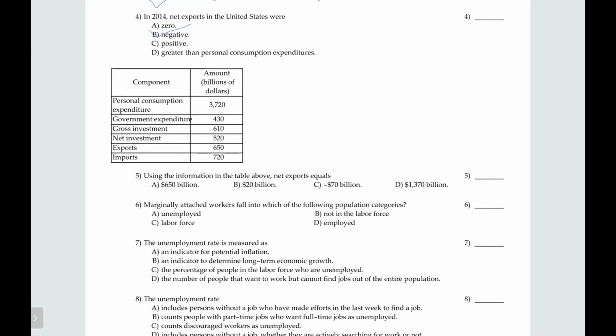Now 5. Use the information in the table above. Net export, okay, so this is the same question, but with different numbers, right? And again, we use these two rows, and the net export is 650 minus 720. So the answer is C.